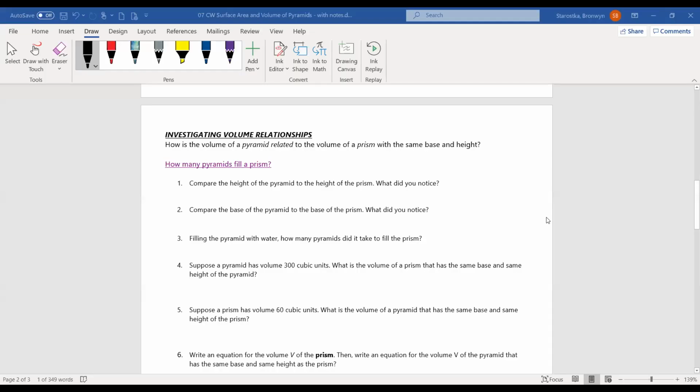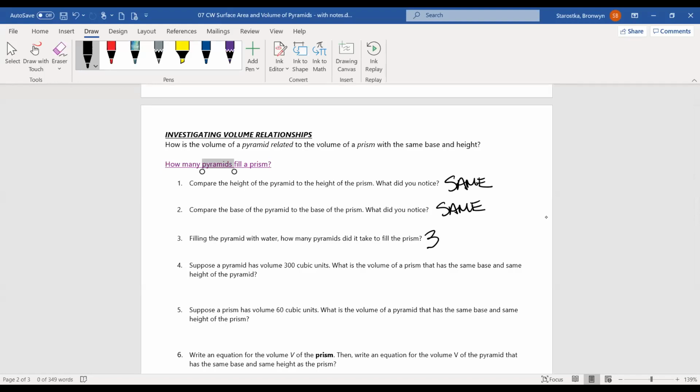All right. Compare the height of the pyramid to the height of the prism. What did you notice in this case? They are the same. And compare the base of the pyramid to the base of the prism. What did you notice? Those two are the same. And filling the pyramid with water, how many pyramids did it take to fill the prism? It took 3.